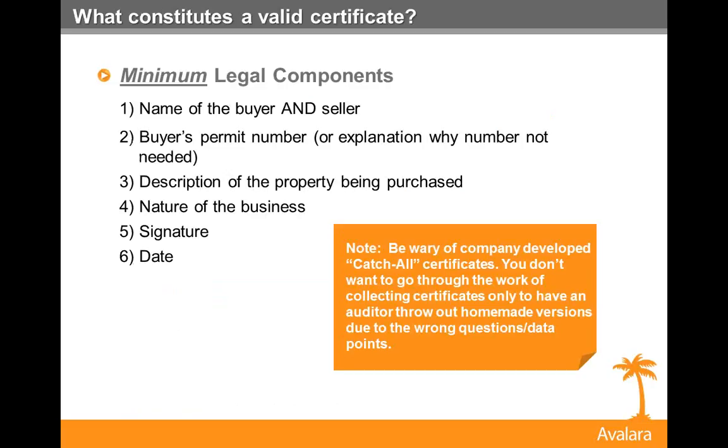Well, at a minimum, it needs the name of the buyer and the name of the seller. It needs the buyer's permit number or why they don't need one. In Texas, wholesalers aren't required to register, so they don't necessarily need to provide a permit number. It's got to have a description of what's being purchased, what type of business the purchaser is in. It's got to be signed and it has to be dated. That date is what starts that effective period. If it's not dated, how do you know when it expires?